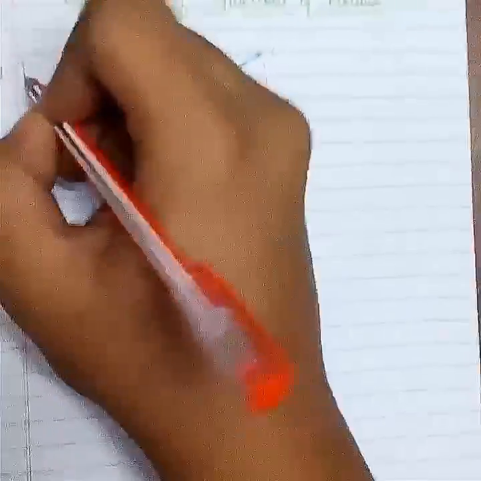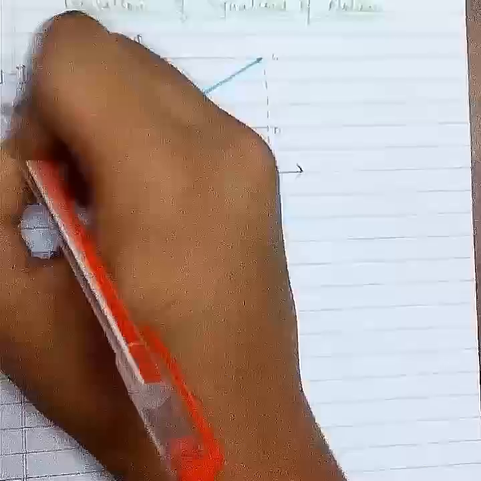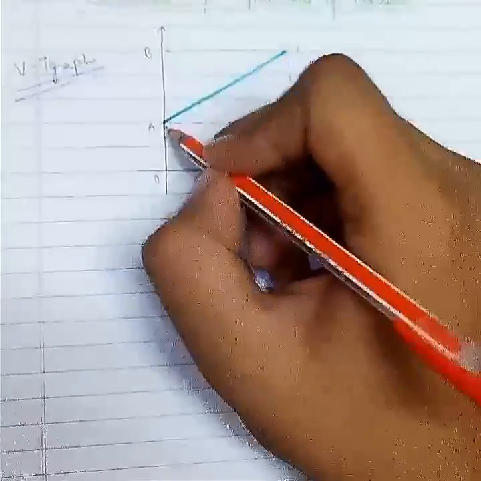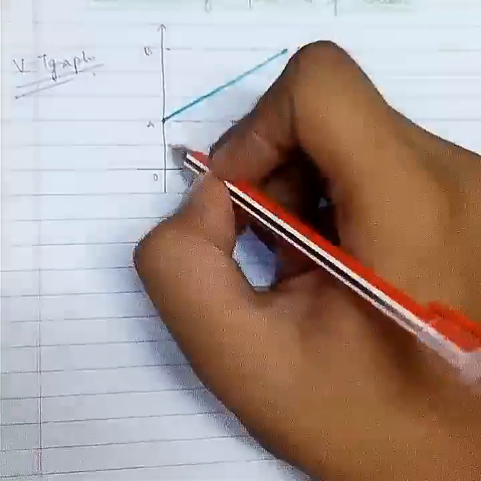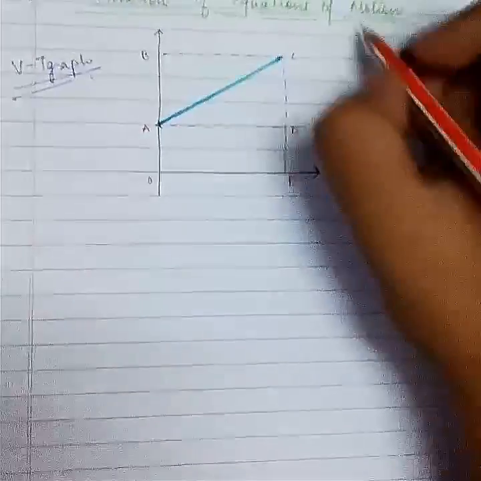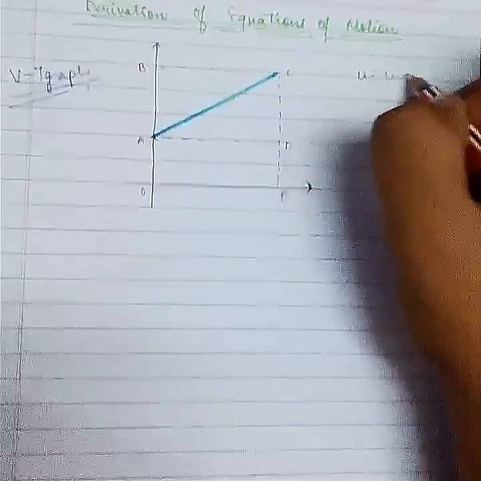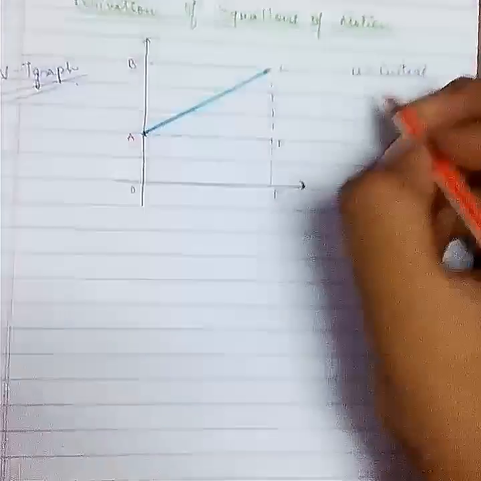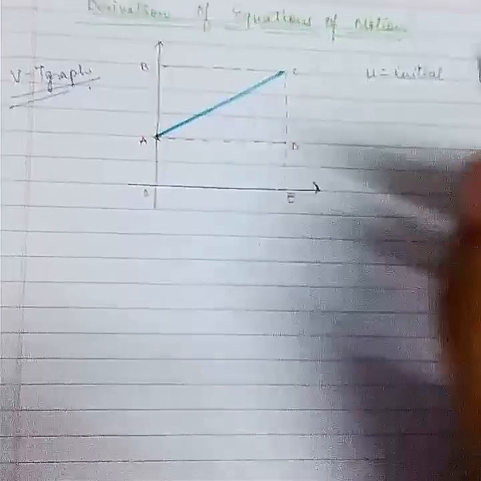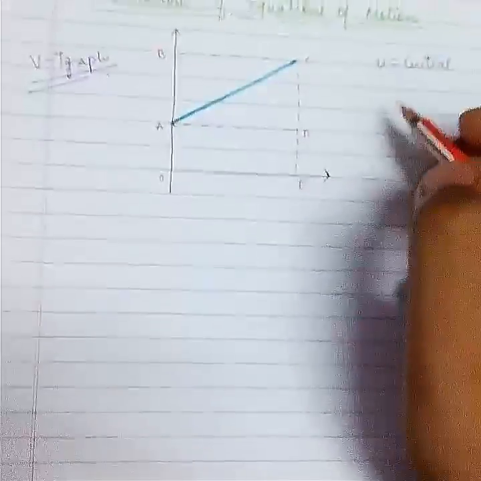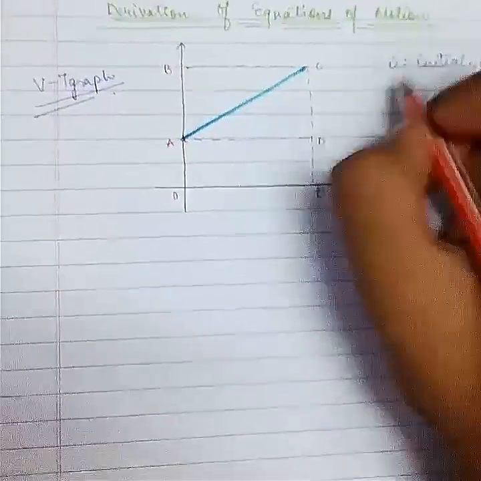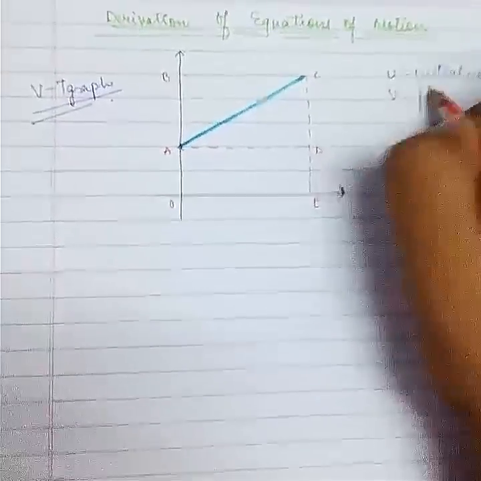This graph is the v-t graph, that is velocity time graph. Let's consider a body that is moving, starting with some initial velocity u. Write down what you are letting side by side so that you do not have any problem when you are doing the proving. So u is initial velocity, v is final velocity.